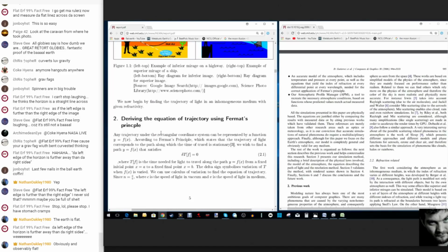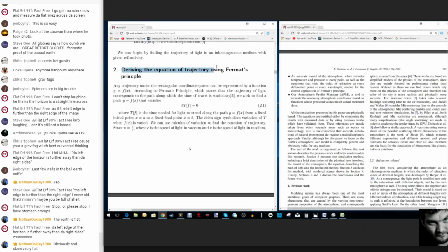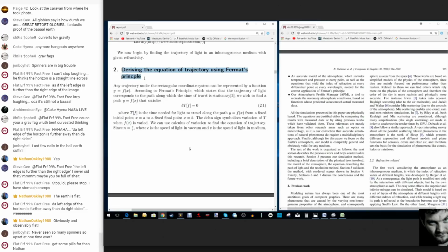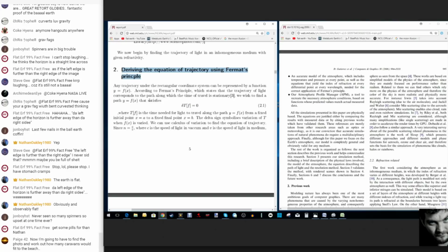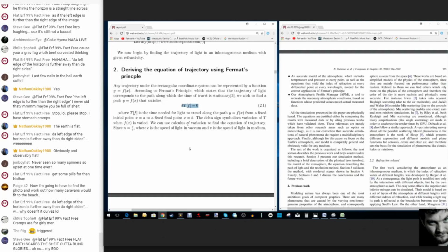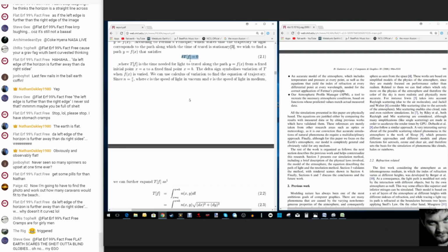Now, in this paper, it talks about the equation of trajectory using Fermat's principle. Okay. Now, I asked Paul, why was it not being applied? And I didn't expect an answer immediately. But I do expect an answer because it appears that you should be applying this formula. Now, I say it appears because I'm stupid. I'm a flat earther. I don't know what I'm talking about. But I can research stuff. And it appears that this is the formula. Now, it talks about a lot of stuff in here, but it's a straightforward formula.